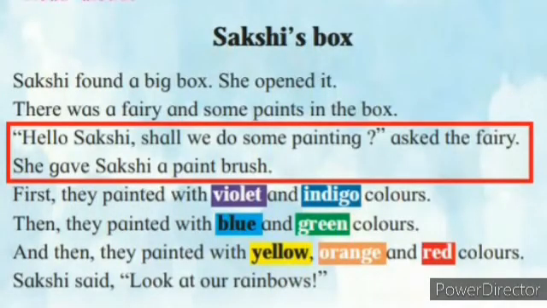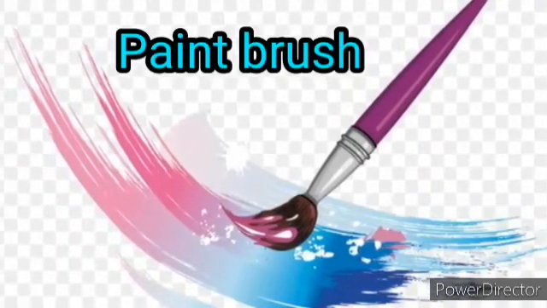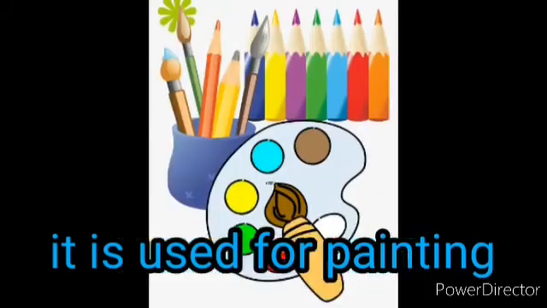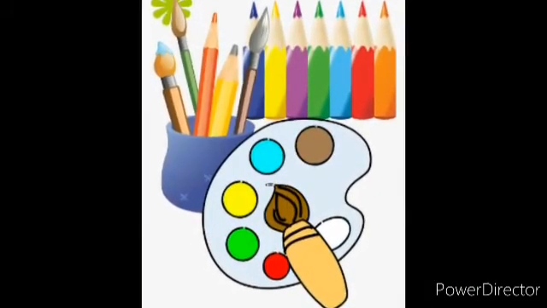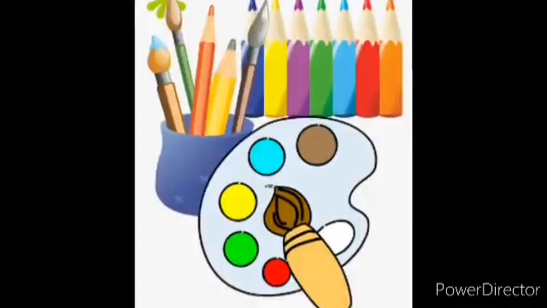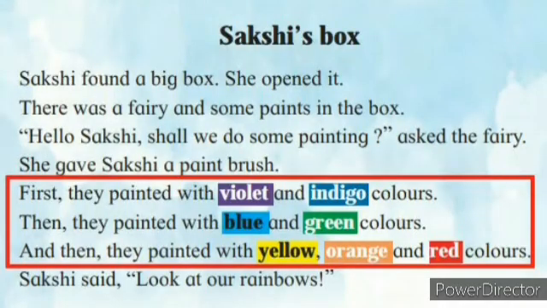"Hello Sakshi, shall we do some painting?" asked the fairy. She gave Sakshi a paintbrush. Have you seen a paintbrush? It's used for painting. Now, the fairy and Sakshi are about to paint. First, they painted with violet and indigo colors. Then, they painted with blue and green colors. And then they painted with yellow, orange and red colors.